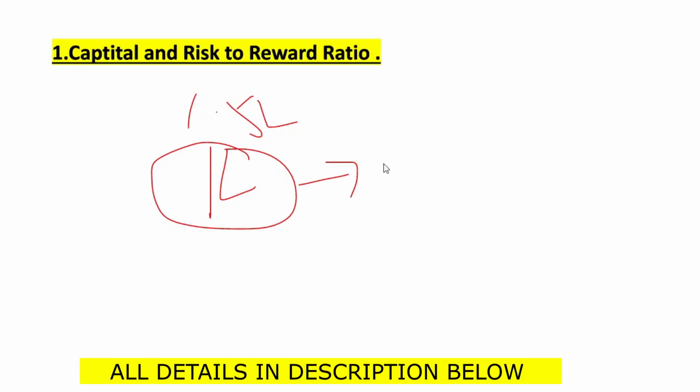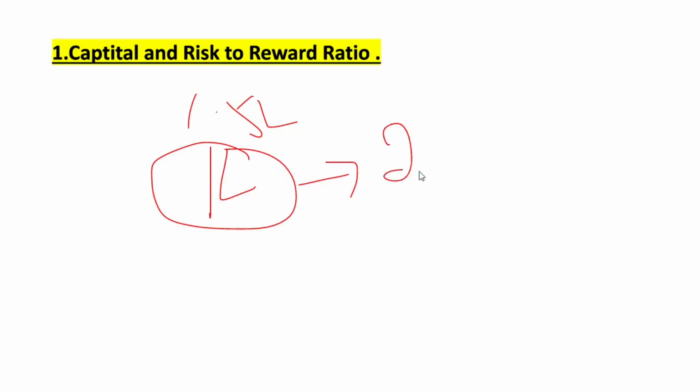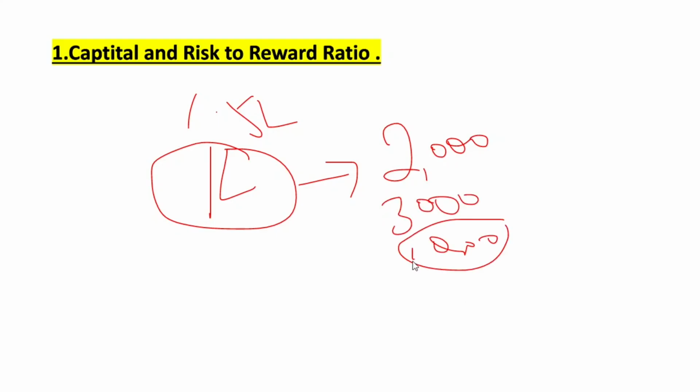With that 1 lakh rupees, selling one lot, he might be making 2,000 or 3,000 rupees profit. Some people might be making only 1,000 rupees profit sometimes. So this is the only amount of money people make with 1 lakh rupees capital as an option seller.